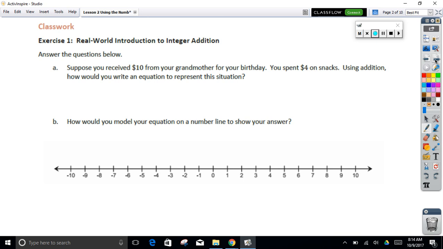Suppose you received $10 from your grandmother for your birthday. You spent $4 on snacks. Using addition, how would you write an equation to represent this situation? I'll take volunteers for this.